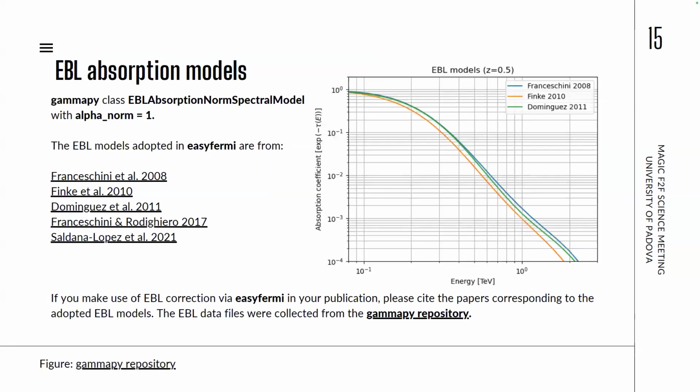The EBL absorption models, we are using these 5 absorption models, and we are using the Gammapy class EBL absorption with alpha normalization set to 1. And here, easyfermi is basically not doing anything special. It's just importing Gammapy, and Gammapy is doing the hard work.